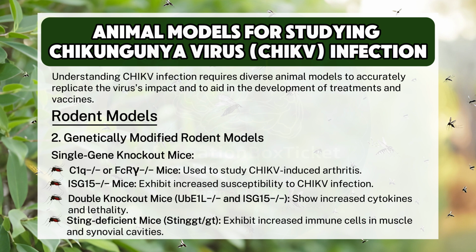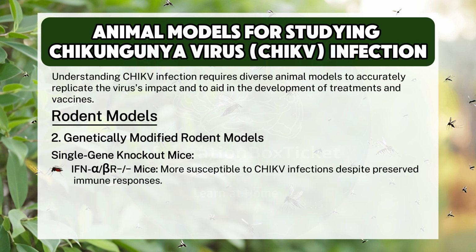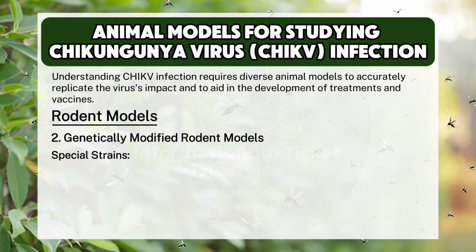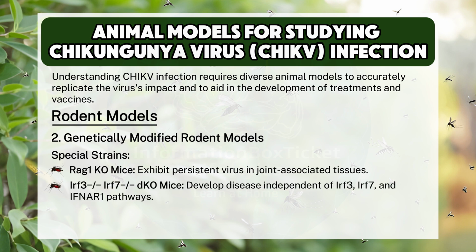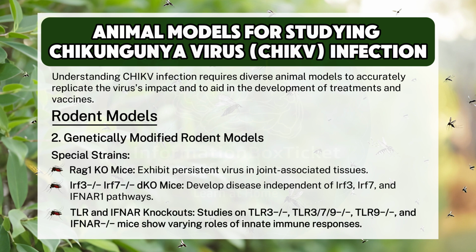STING-deficient mice, STING-GT, exhibit increased immune cells in muscle and synovial cavities. IFN-ABR mice are more susceptible to Chikungunya virus infections despite preserved immune responses. Special strains: RAG1-KO mice exhibit persistent virus in joint-associated tissues. IRF3, IRF7, DKO mice develop disease independent of IRF3, IRF7, and IFNAR1 pathways. TLR and IFNAR knockouts: studies on TLR3, TLR7, TLR9, and IFNAR. Mice show varying roles of innate immune responses.